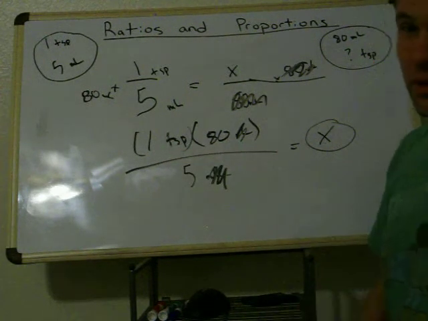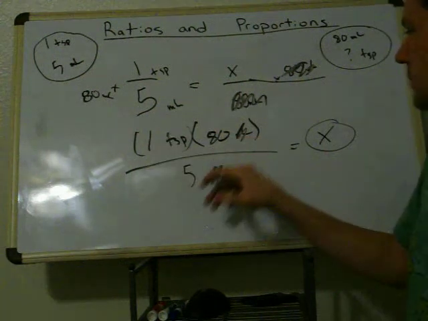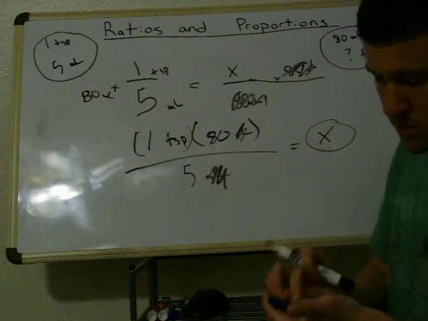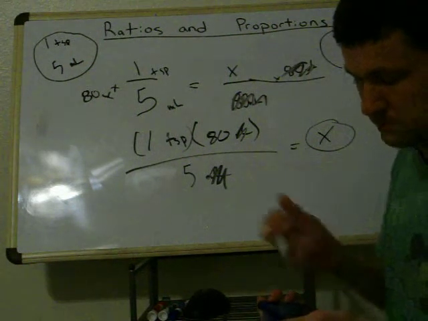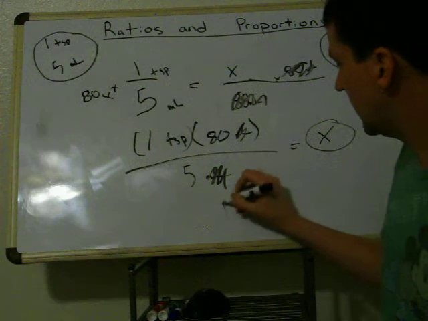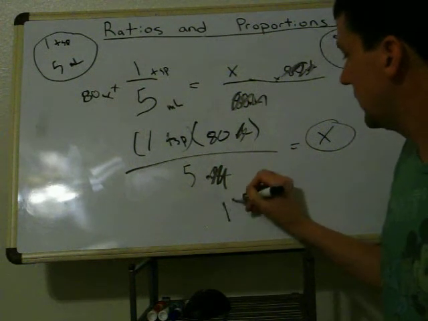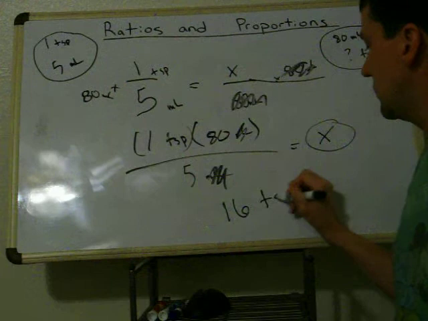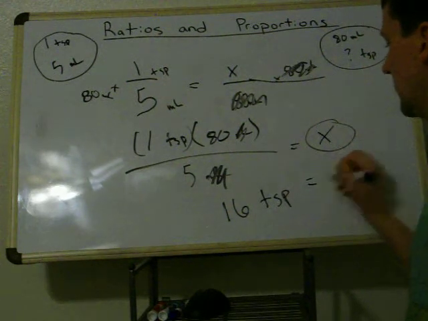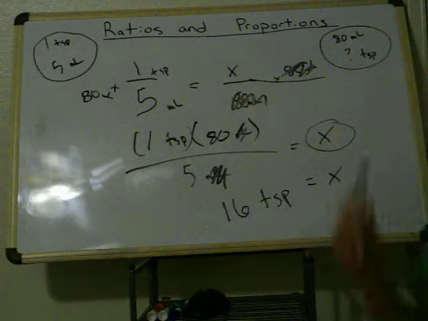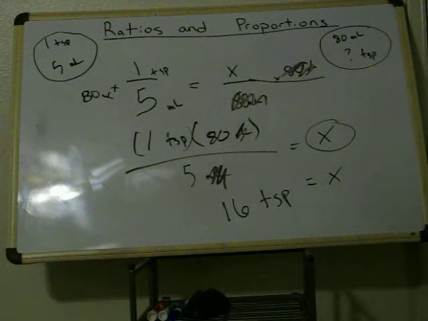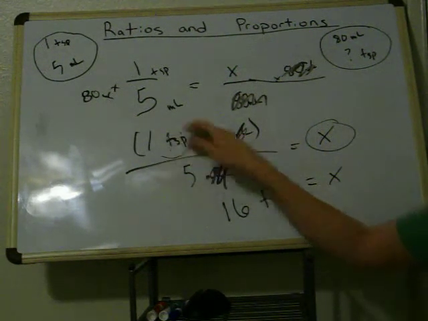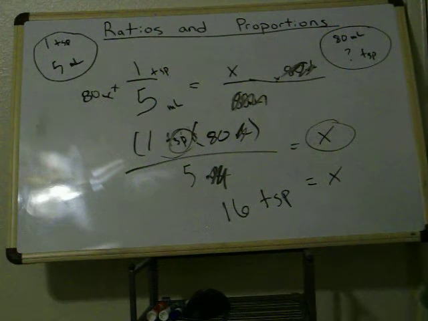So we plug into our calculators 1 times 80 over 5. Shouldn't be too hard. And we get 16. 16 teaspoons is equal to x. So there are 16 teaspoons in 80 milliliters. And again, we had our value there, so we go ahead and leave that alone.